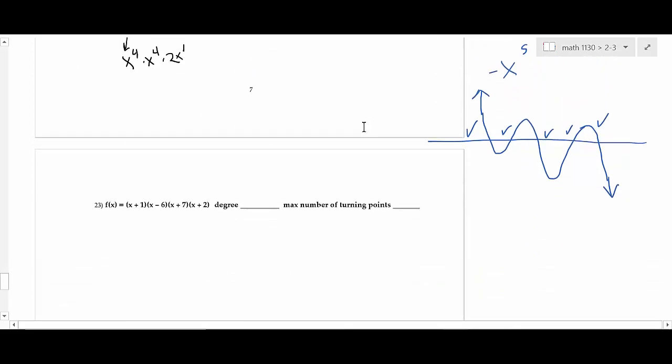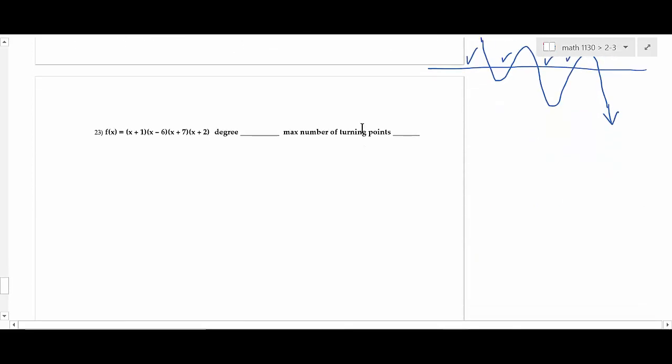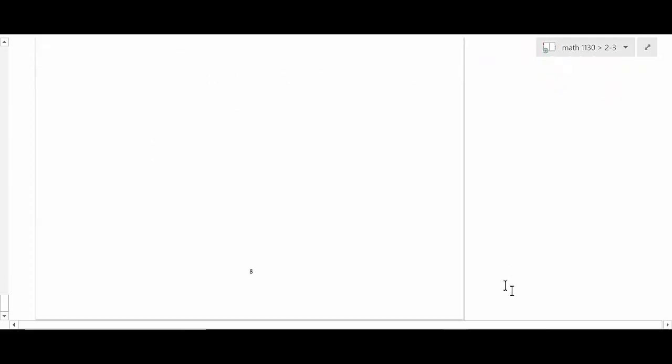Okay, that's the idea. And this last one, what's its degree? 4. That one is 4, because you're really just doing the x's. That's all you care about, x times x times x times x. So it's going to have 3 turning points. So that's how that goes. Okay, so that's a kind of a brief introductory section. I'm going to close.